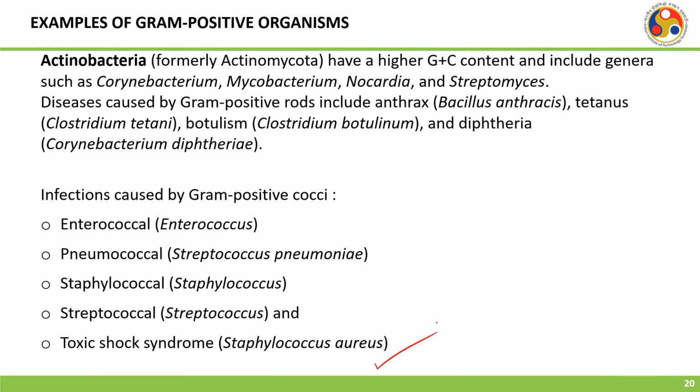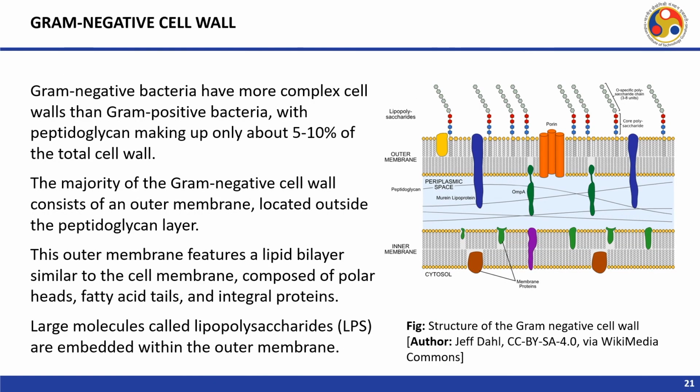Let us look into the gram-negative cell wall, which is more complex than the gram-positive bacteria, with peptidoglycan making up only about 5 to 10% of the cell wall. The majority of the gram-negative cell wall consists of an outer membrane located outside the peptidoglycan layer. This outer membrane features a lipid bilayer similar to the cell membrane, composed of polar heads, fatty acid tails, and integral proteins.